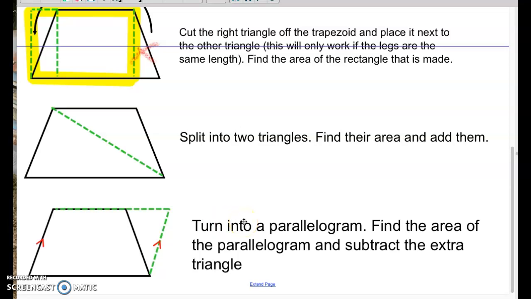Another one that my students often come up with is turn this into a parallelogram and subtract the extra area. Because again, we know how to find the area of a parallelogram, and we know how to find the area of a triangle.